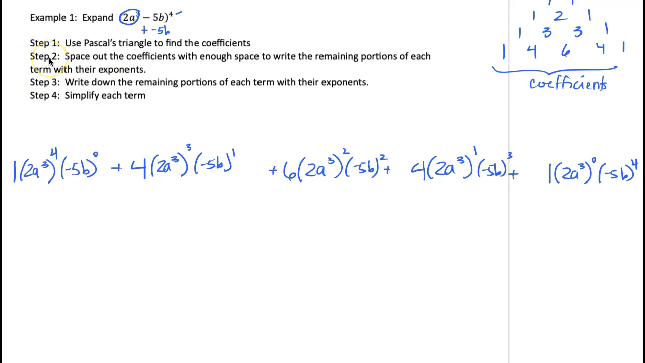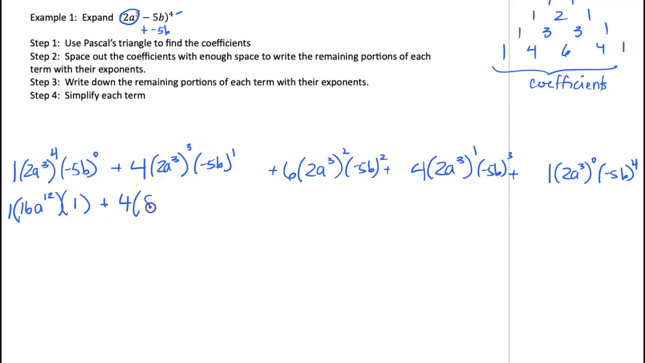Step 2 was spacing out those coefficients, and step 3 was writing down the remaining portion of each term, following the pattern with their exponents. Now we're going to simplify. I tend to simplify each individual parenthesis in one step and then put it all together later. So 2 to the 4th power is 16, and a cubed to the 4th power would be a to the 12th. Negative 5b to the 0 power is 1.